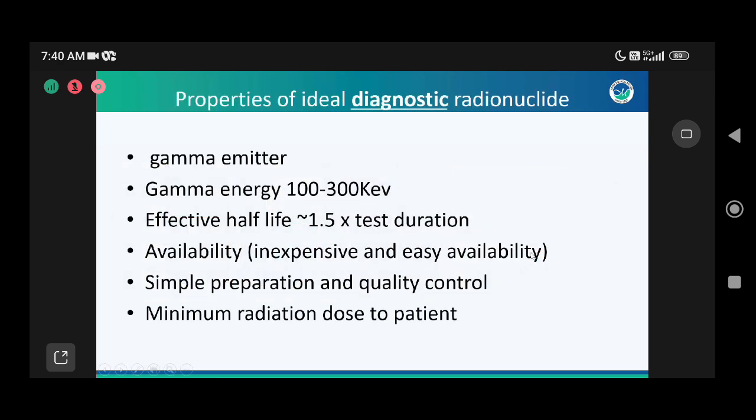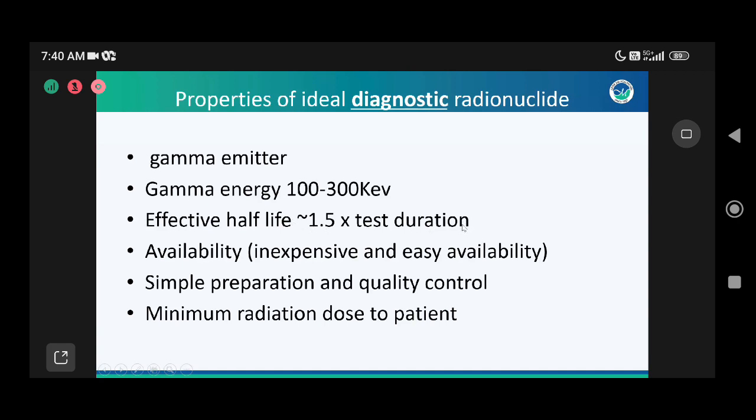We have diagnostic radionuclides and therapeutic radionuclides. The properties of an ideal diagnostic radionuclide: it should be a gamma emitter because it is not going to cause any ionization, and the gamma energy should be around 100 to 300 keV. This is based on our machine's property, because our machine can detect gamma nuclides with 100 to 300 keV very clearly. And the effective half-life, if you're doing some test, should be at least 1.5 times the test duration.